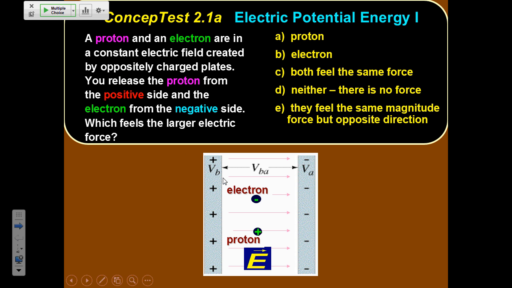All right, so a proton and electron are in a constant electric field. You release the proton from the positive side, the electron from the negative side. Which feels the larger electric force? So they're in an electric field. It's the same for both. Which feels the same, the larger electric force? Oh, I'm sorry. Let me start this.